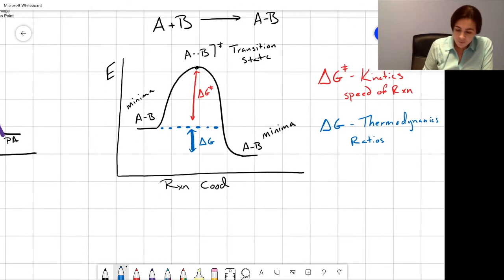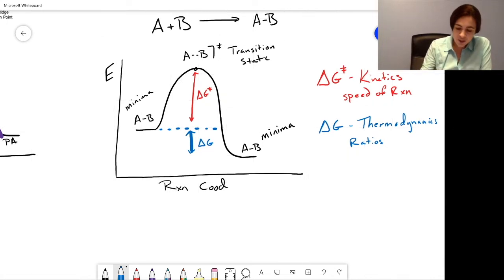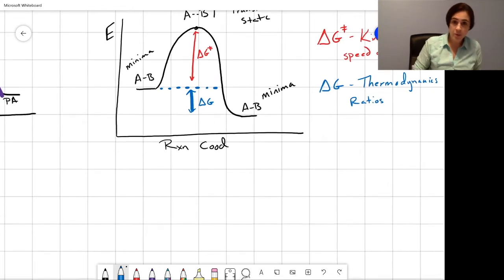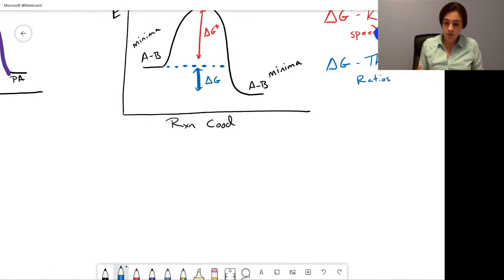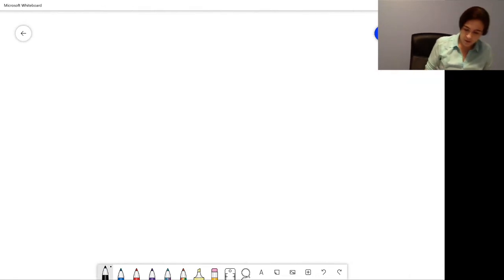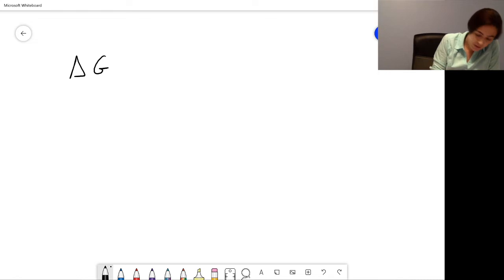So we're going to talk a lot about delta G's because really these are the driving force for all reactions, right? We're trying to lower the free energy of the system. So let's go back real quick and review delta G's just a little so that we can get into talking about what makes reactions tick. What are the driving forces for reactions occurring?